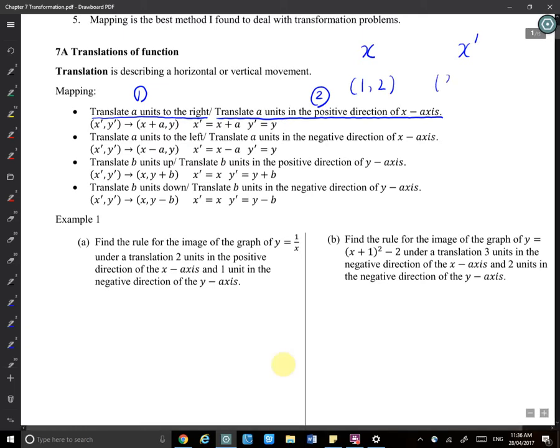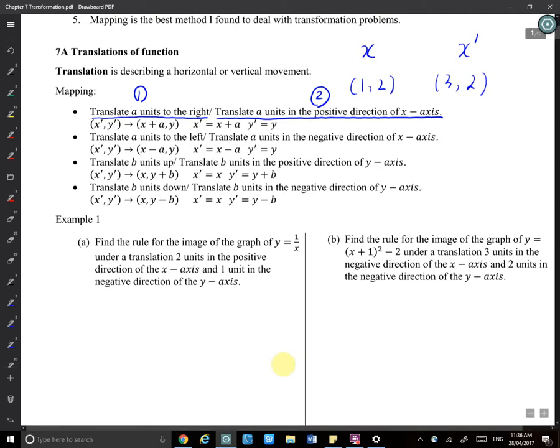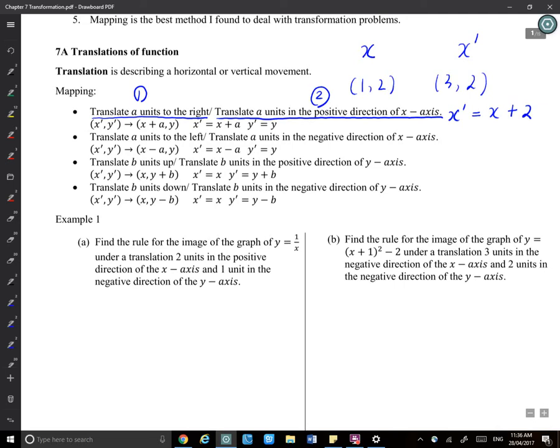3, 2. Okay, what has been changed? Your original x is 1, your new x is 3. So what you can write for this one is x dash equals the old x plus 2. Okay, that's mapping. So what is your new x compared to the old x? The old x plus 2 will become your new x.